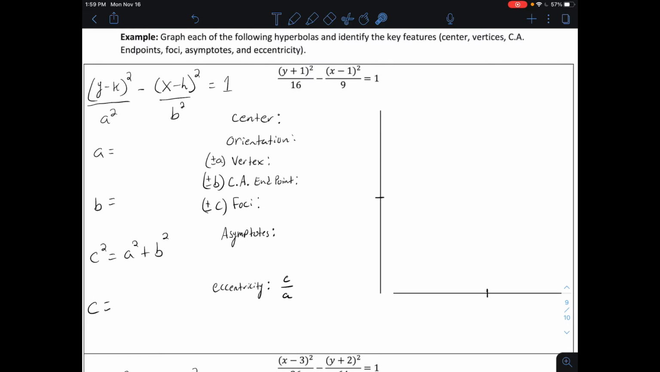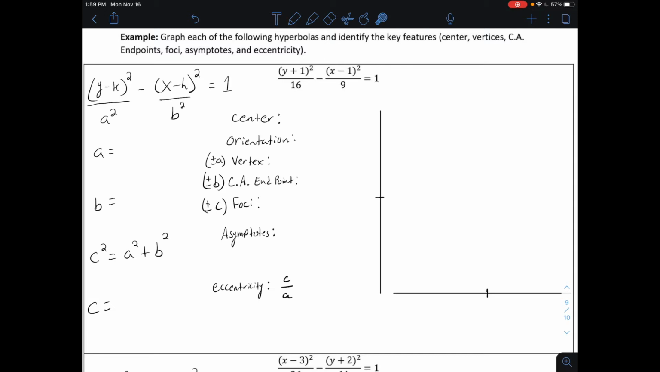All right, so now we're going to graph and identify some of these key features of hyperbolas, and we have two examples. One where we're oriented vertically and one where we're oriented horizontally. So I'm given this equation here. Now the big question is, how do I know it's a hyperbola? I know it's a hyperbola because both y and x are squared, and we are subtracting, because of the way we define the hyperbola as the set of all points that have a constant difference between the two foci.